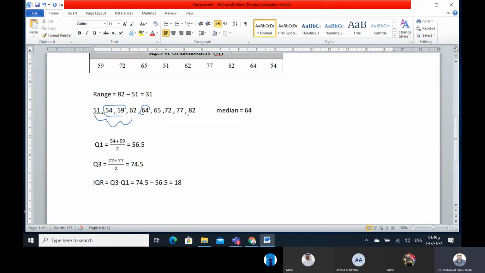Then go to the next group here. We have 72 and 77. Add, then divide by 2, which will be 74.5. Now how to find the IQR? Q3 minus Q1 will be 74.5 minus 56.5, which is 18. So the measures of variation are the range, then the first quartile, third quartile, and interquartile range.